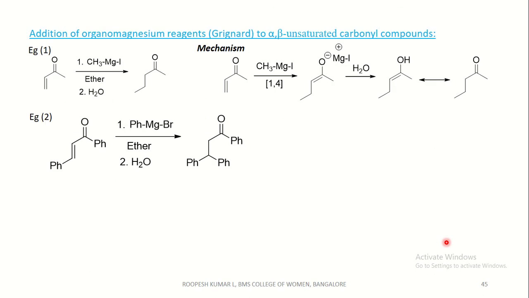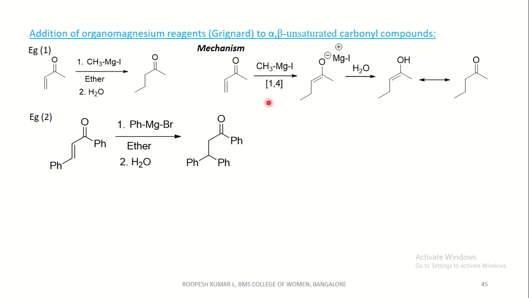Addition of organomagnesium reagents, that is Grignard reagent, to alpha beta unsaturated carbonyl compounds. As I said, this is the alpha beta unsaturated carbonyl compound, which is a Michael acceptor. It reacts with Grignard reagent in ether to get the corresponding product, which is a ketone.